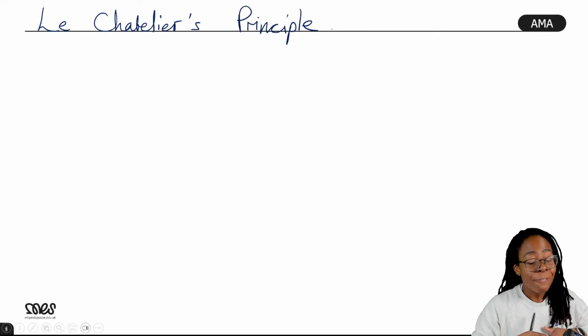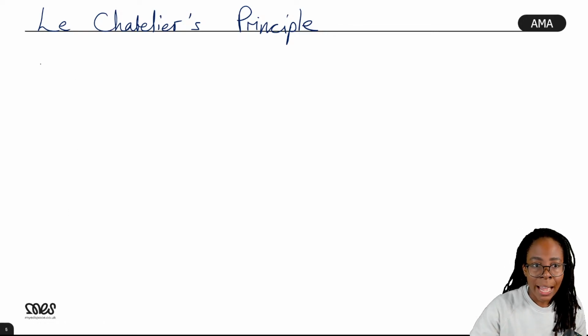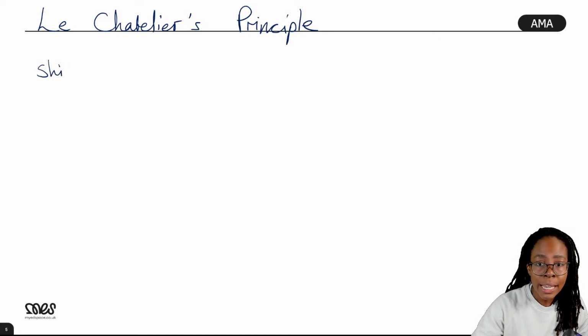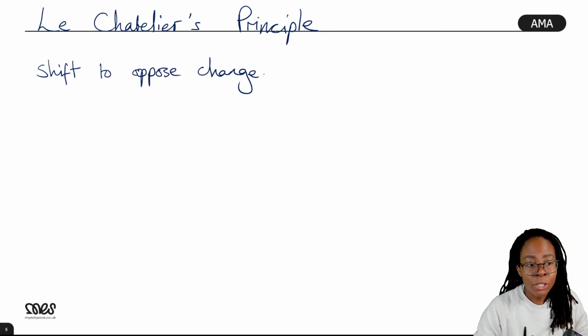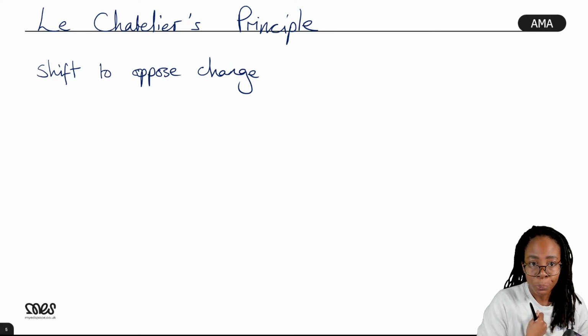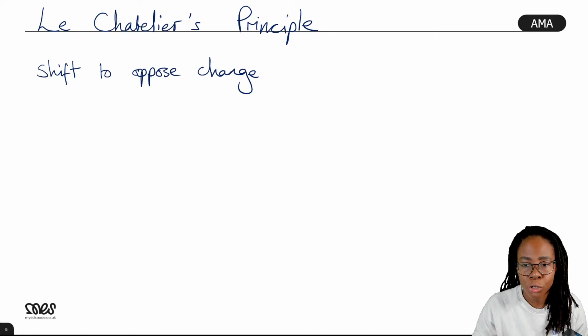So the foundation of Le Chatelier's principle is essentially that the position of the equilibrium will shift to oppose any change. So if we make a change to the system, then the equilibrium will shift in whichever direction is going to oppose that change and bring us back to where we were before. Connor's question was specifically about concentration.